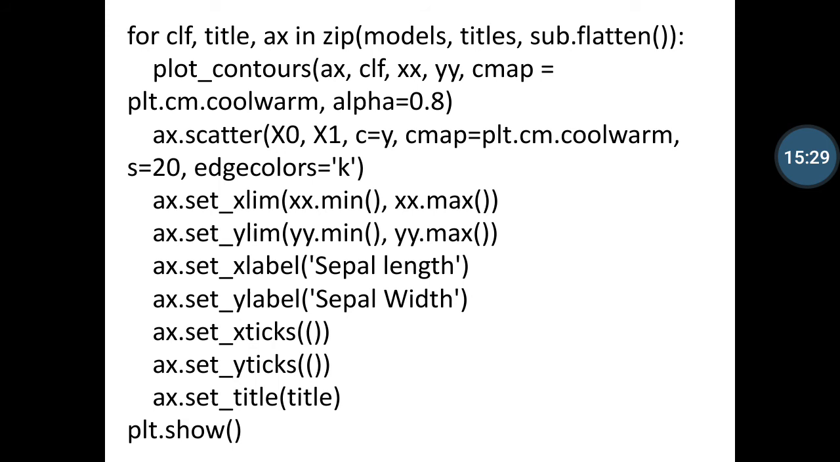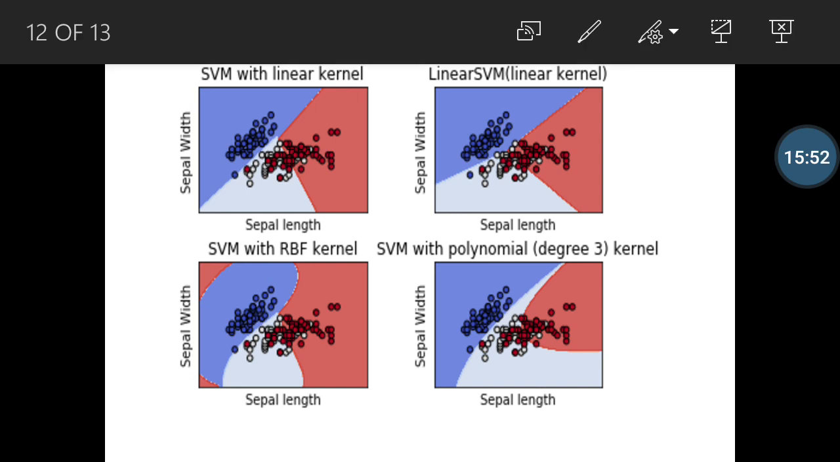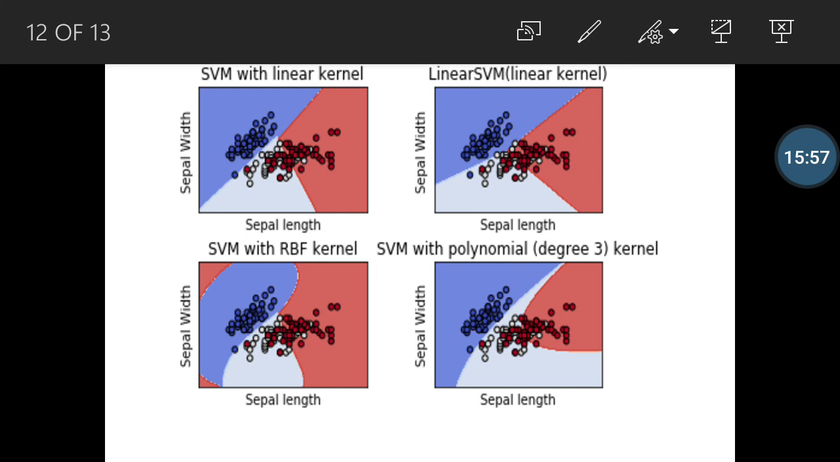And after executing this code in Jupyter using Anaconda, a graph is represented in the next slide. You can see that four graphs are represented as per the code written in the previous slide. You can easily see the SVM methods: the first is SVC with linear kernel, the second is LinearSVC with linear kernel, then SVC with RBF kernel, and SVC with polynomial degree 3 kernel.